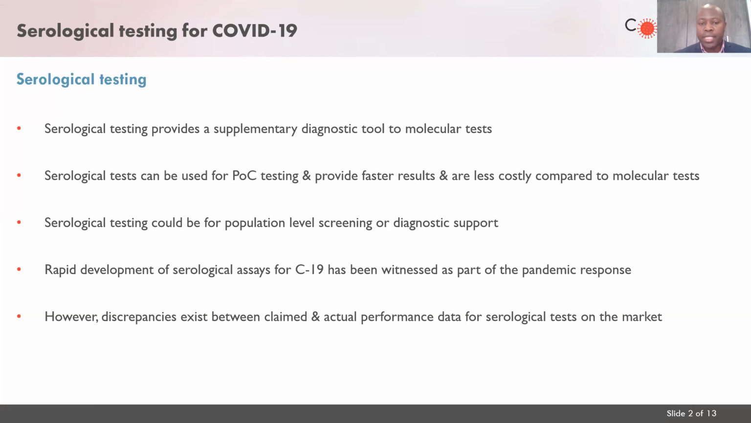Rapid development of serological assays for COVID-19 has been witnessed as part of the pandemic response. However, discrepancies exist between claimed and actual performance data for serological tests on the market. So manufacturers have come up with so many tests. The enthusiasm for developing tests has been so big, and we're receiving many claims of 90%, 100% sensitivity and specificity, but we're not sure whether the claims are matched with reality.